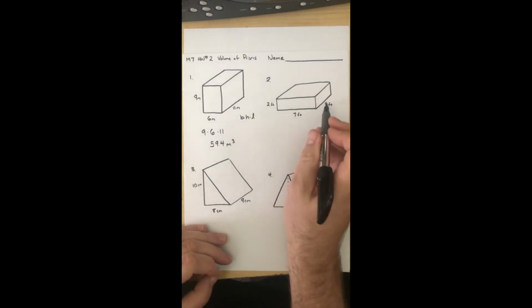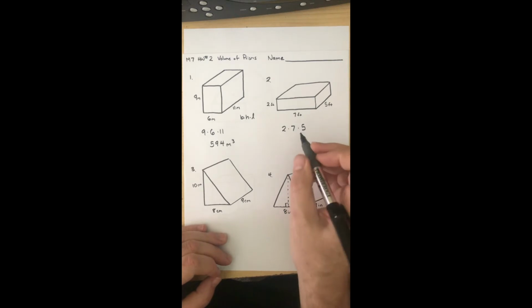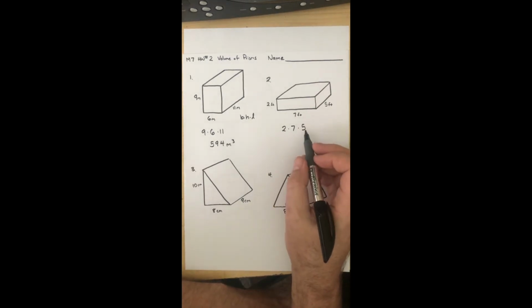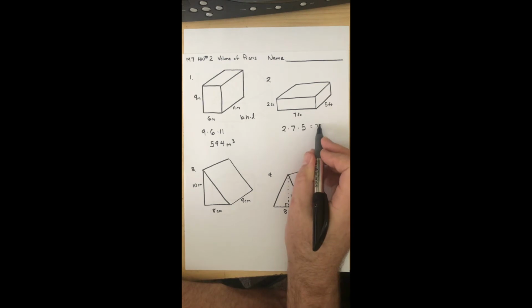All right, moving over to number 2. This is 2 by 7 by 5 feet. 2 times 7 times 5. Now see, here's where I will go out of order. Instead of doing 14 times 5, which seems a lot harder, I would do 2 times 5. 10 times 7 is easy. That's 70 feet cubed.